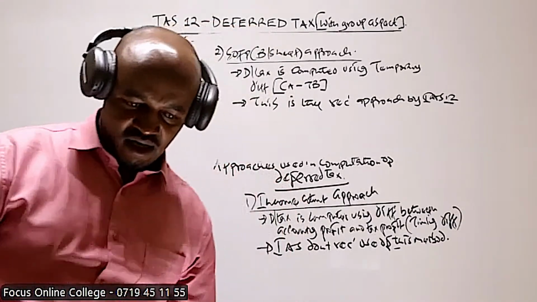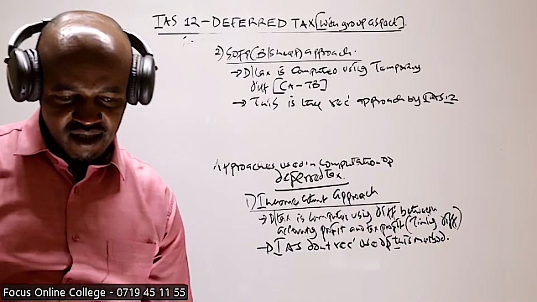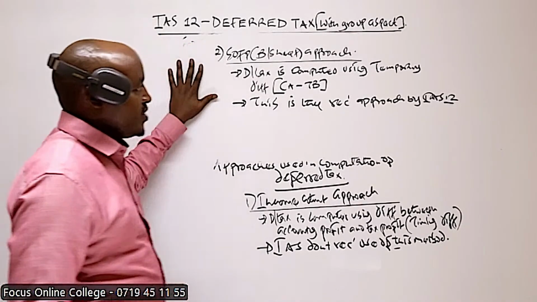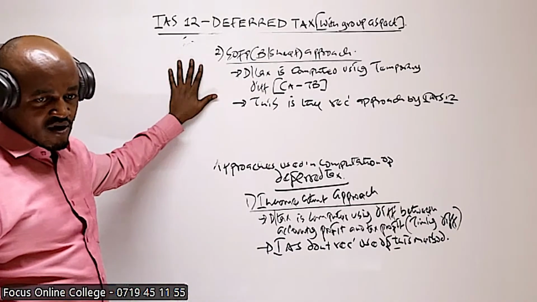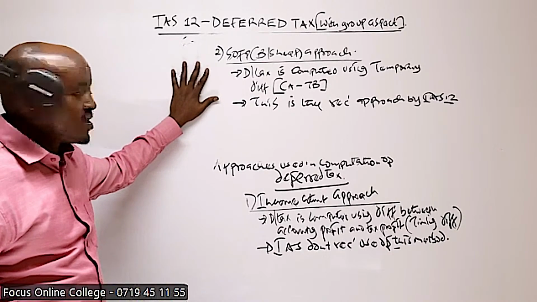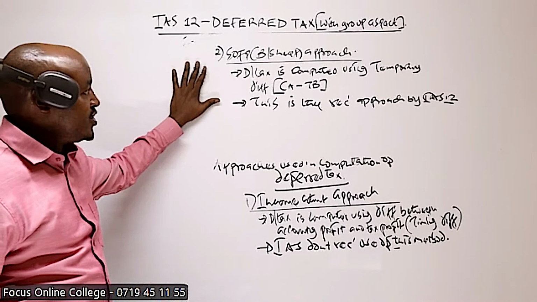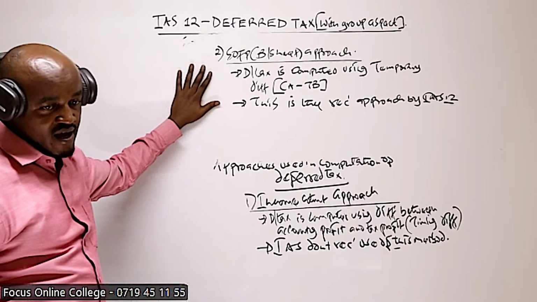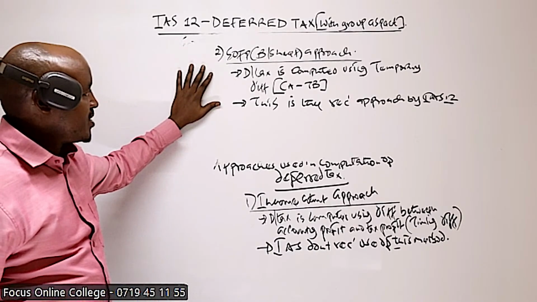And as I've said, if you check on all the recent past papers, you'll be able to see that all questions coming from this usually require a computation of deferred tax using this method here, the balance sheet method, or basically the statement of financial position approach. I think basically that's what you need to know.